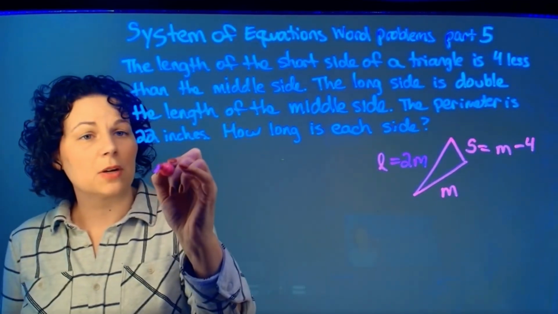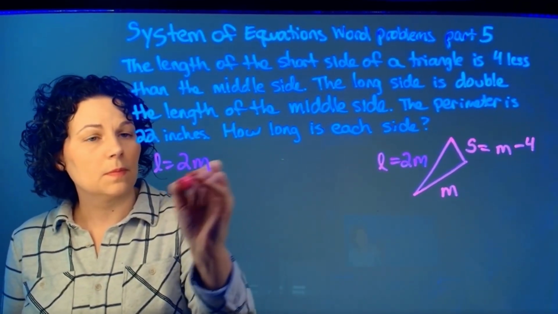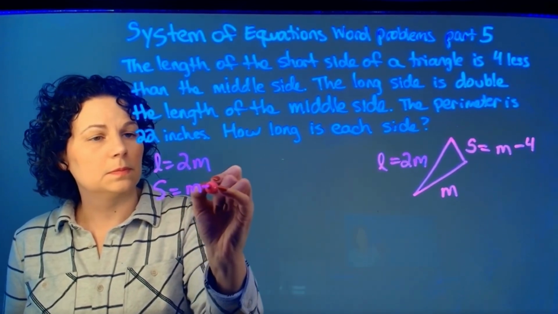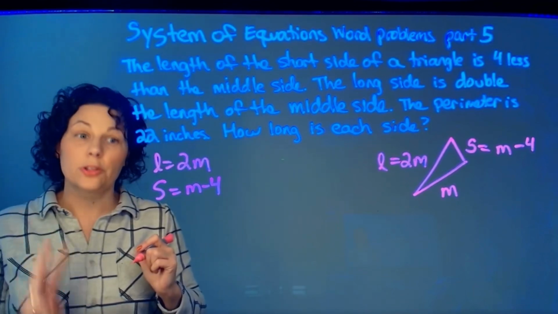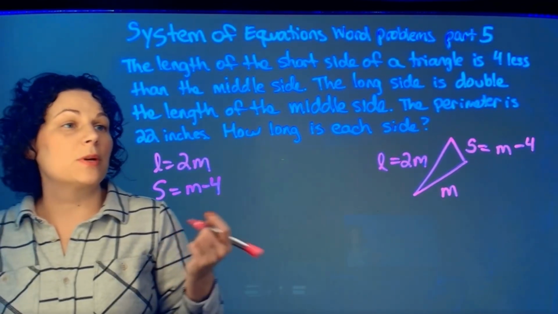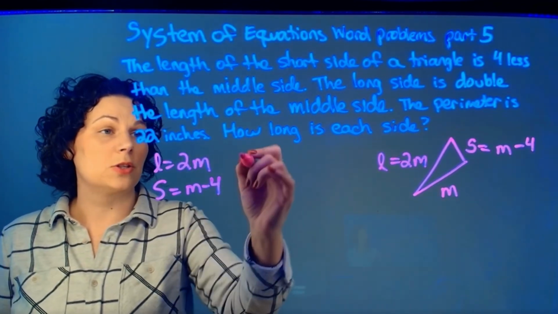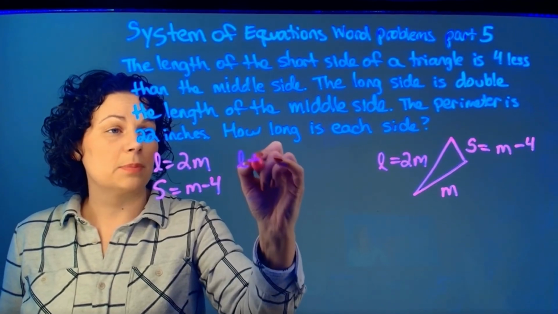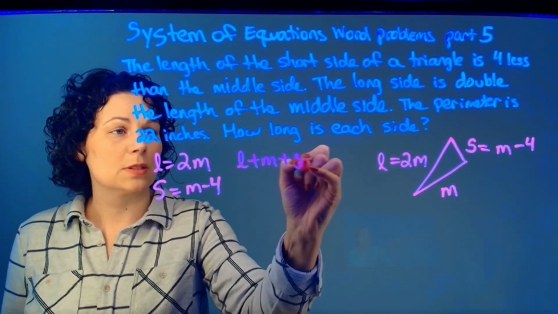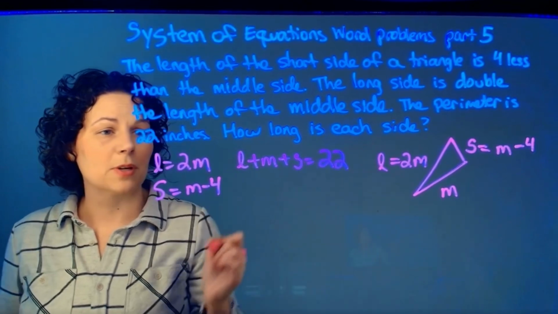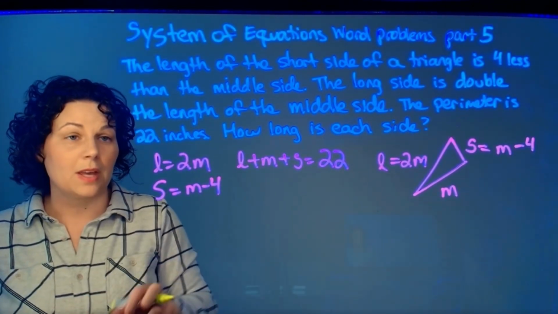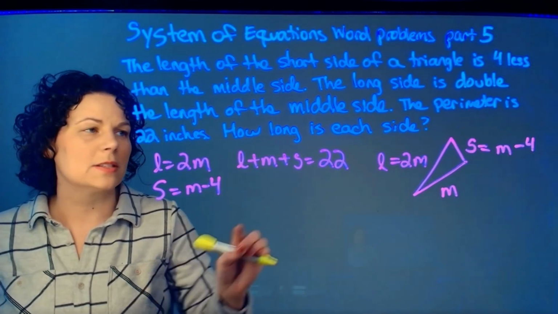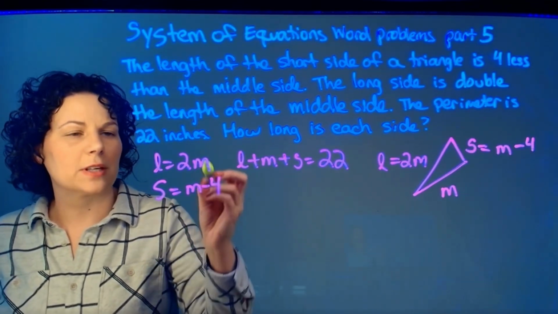So these are some of my equations. There's 2 of my equations. Now this one has 3 equations because there are 3 variables. And then we know the perimeter is 22. So the long side plus the middle side plus the short side gives me my perimeter. These are my 3 equations. Some people can skip and go straight to just one equation for all this, and that's okay. I'm going to show you what that looks like too.